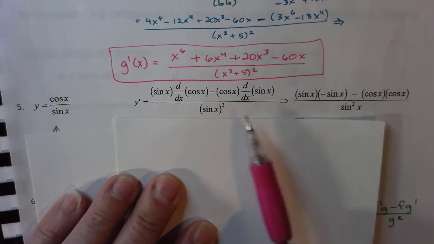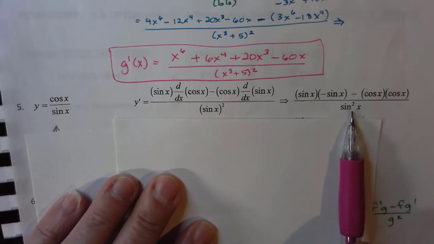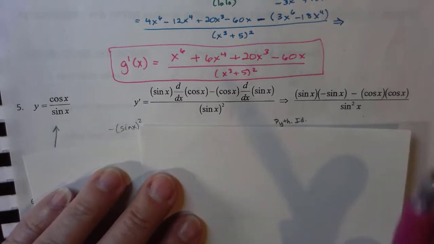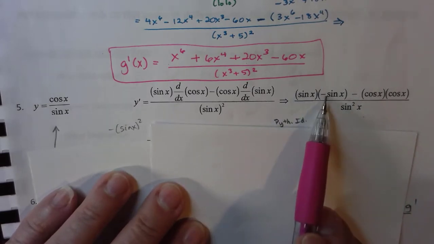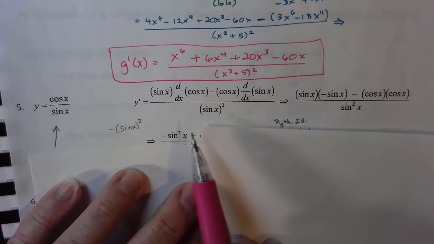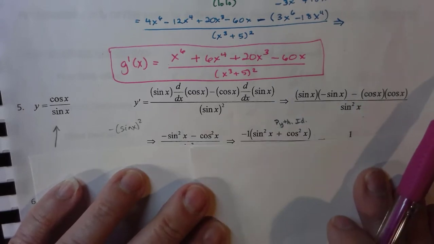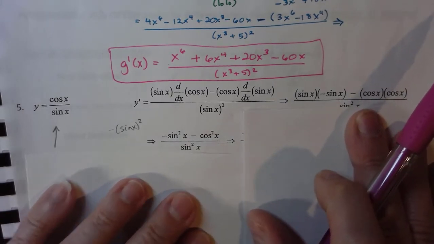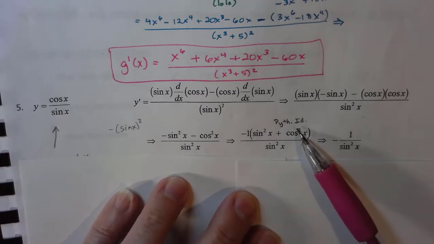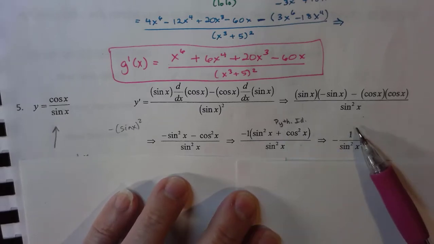And when we square a trig function, we typically write it like this with a sine squared of x. Now we want to do some work here. Notice that this positive times this negative gives me negative sine x squared and then minus cosine x squared all over sine squared. Notice that if we factor a negative 1 out of here, we get negative 1 times sine squared of x plus cosine squared of x, which is a Pythagorean identity. And we know that that is 1.